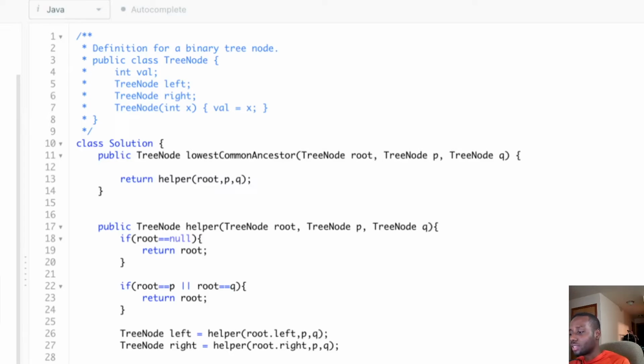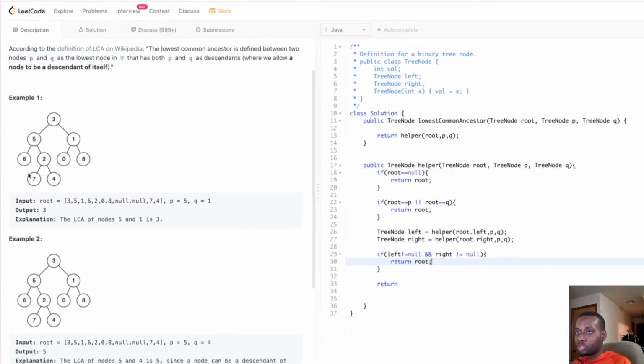So if that's the case, I return myself. I'm like, cool, I'm the lowest common ancestor, because that's where, yeah, we handle that case that we talked about.